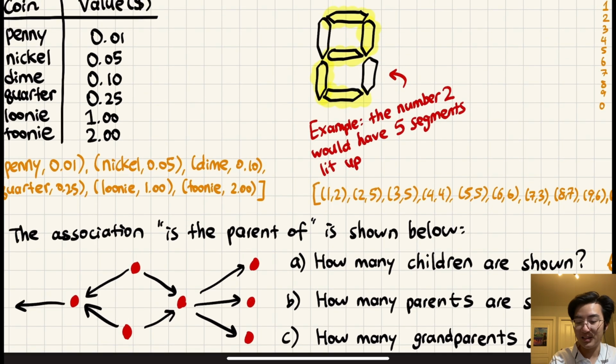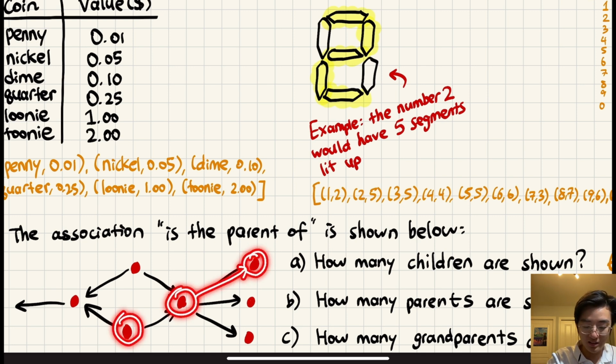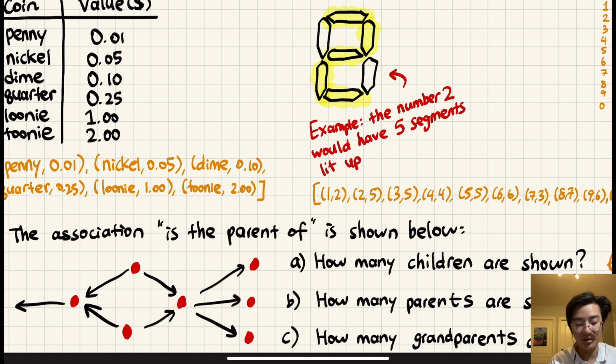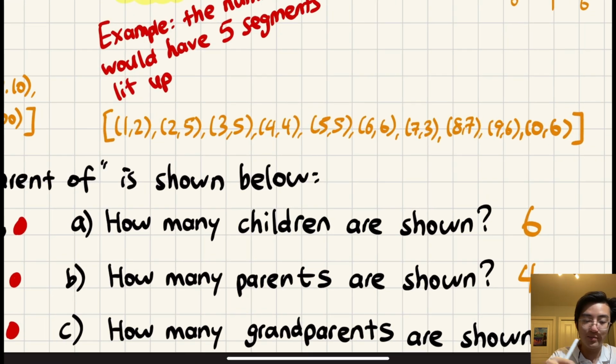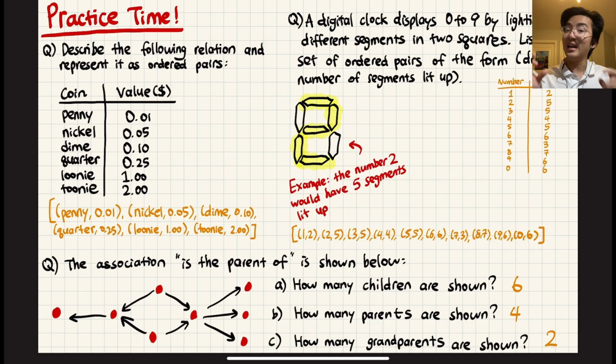Of course, lastly with the grandparents. With grandparents, we know it's the parent of a parent. So if this person is a parent of this person, then this person is the parent of this person and a grandparent of this person. Right? Which means that there's only 2 grandparents that is possible to have this association. Right, and that's pretty much it.